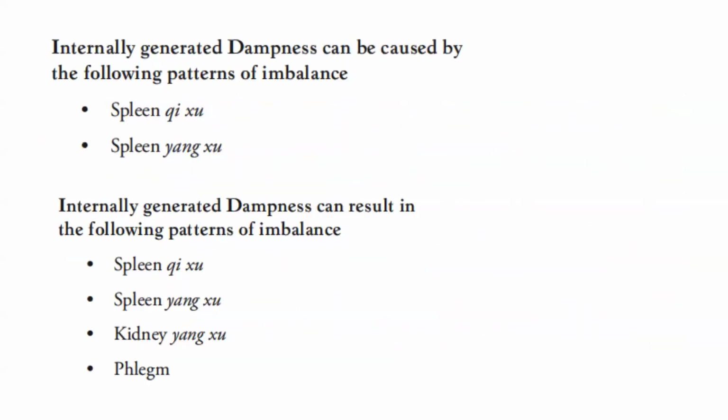Internally generated dampness can be caused by spleen qi deficiency or spleen yang deficiency, and in turn can result in spleen qi deficiency, spleen yang deficiency, kidney yang deficiency, and phlegm.